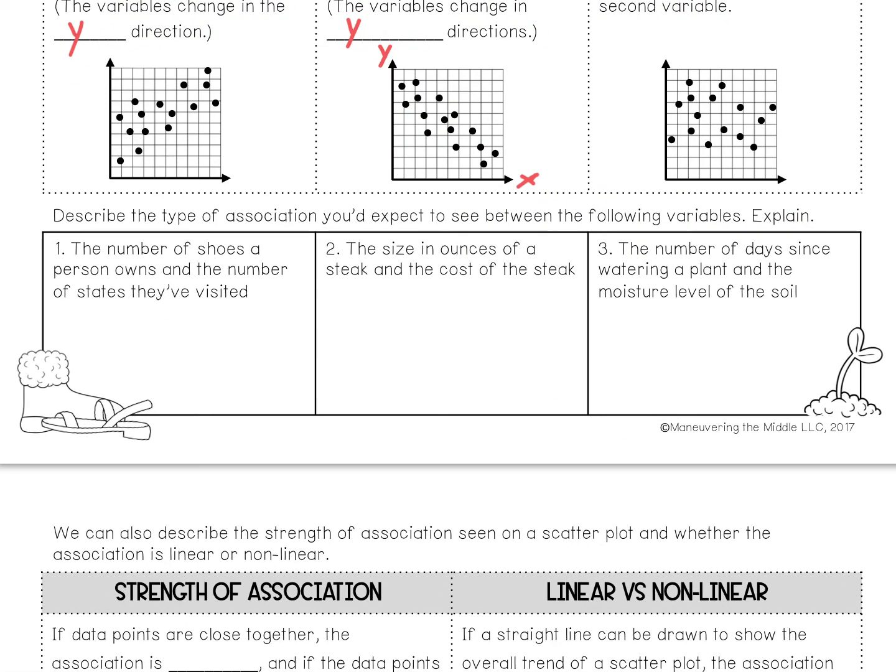So try number 1, 2, and 3. Just based on the description, try to write positive, negative, or none, just based off what it says. So just give it a shot. I'll give you maybe a minute to try, and then we'll go over them. And the key part of this is explain, because you might be able to make an explanation that makes it one way or the other.